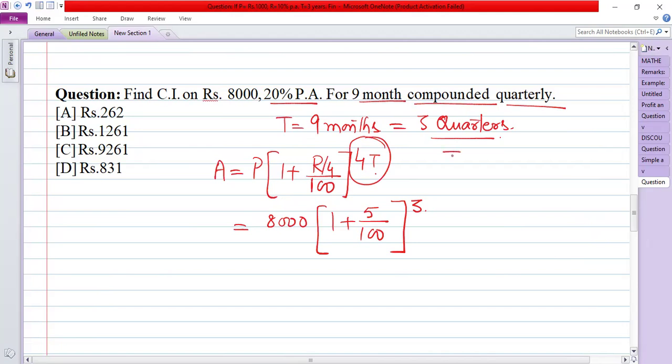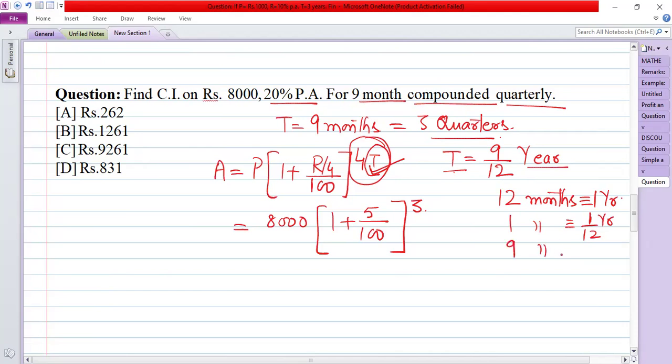Actually, here T should be in years, and in 9 months, how many years are there? 9/12 years are there. Okay, so here T should be in years. If we talk about the basic formula, then this T should be in years. So now here T is 9/12 year. How? Because 12 months are equivalent to 1 year. Okay, so obviously 1 month is equivalent to 1/12 year. And if it is 9 months, then obviously it will be equivalent to 9/12 year.